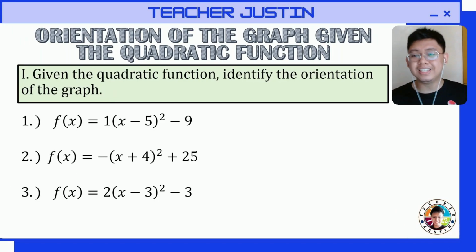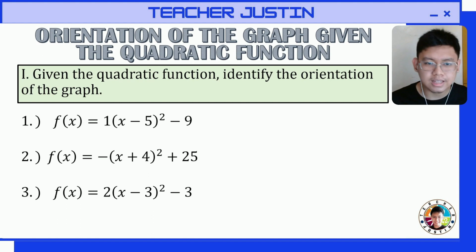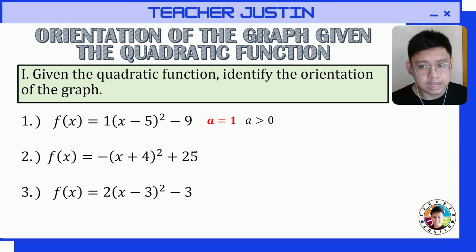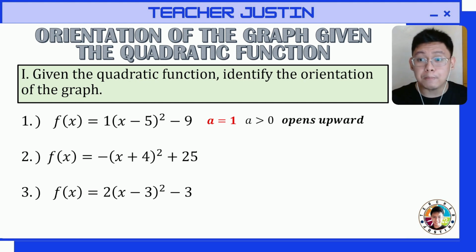Okay, let's have this exercise. Given the quadratic function, let's identify the orientation of the graph. So, dito sa ating quadratic equation, we're given the vertex form of our quadratic function. Ang first step natin in identifying the orientation of the graph is to identify the value of A. So, yung A natin sa number 1 is 1. And since it is greater than 0 or it is positive, we can say that our parabola opens upward.